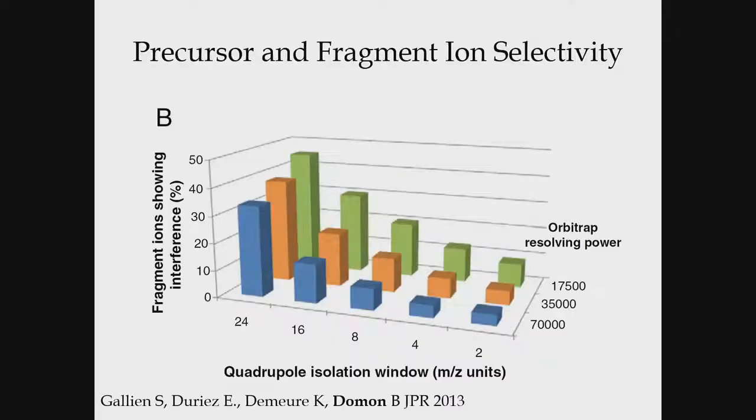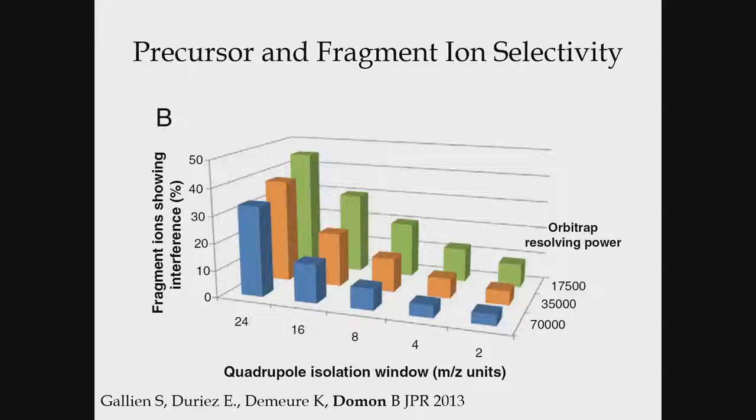We're not the only people who have seen this. So the quad isolation tends to be the biggest priority, I think, as far as the most important discriminating factor. So when you look at Orbitrap resolving power and that of the quad isolation window, this paper by Sebastian and Bruno Damon basically showed that when they were doing parallel reaction monitoring, the quad isolation window is actually more important than that of the Orbitrap resolving power.